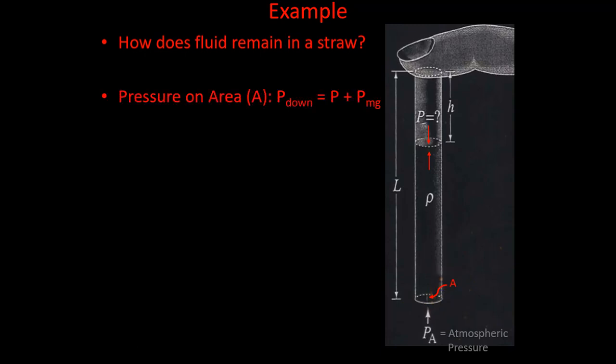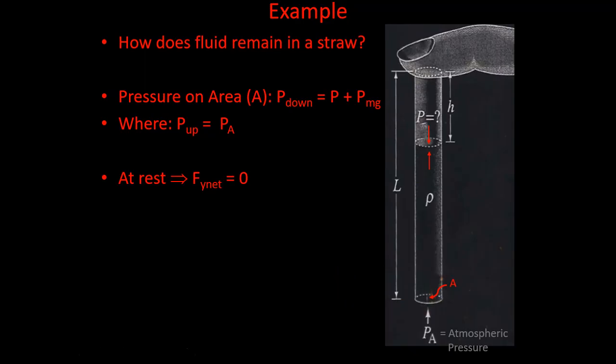So the pressure on area A is going to end up being P, and this is going to be the pressure here. P down is going to be P plus the pressure due to gravity. So P up here is equal to PA, atmospheric pressure. On this end we have atmospheric pressure. On this end we have some unknown pressure. So P down is this P plus the pressure due to gravity. On this end we have atmospheric pressure.